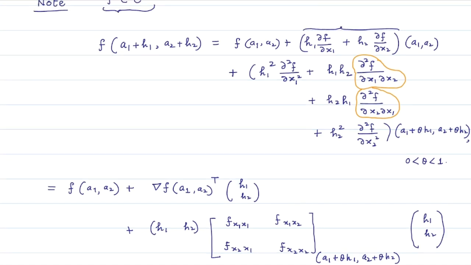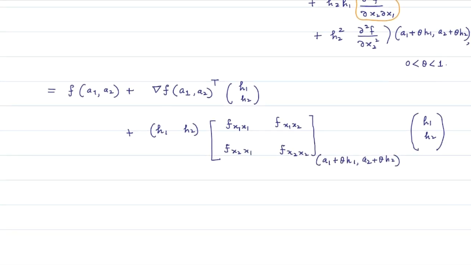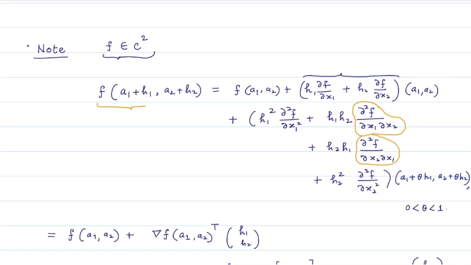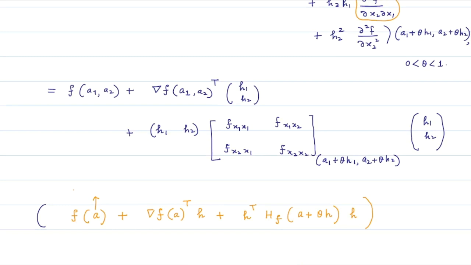In general, for a function of several variables, this expression can be written as f of the point a, which has coordinates a1, a2, a3 till an, plus the gradient of the function at the point a transpose the vector h having n many components h1, h2, h3 till hn, plus h transpose the Hessian matrix of the function f evaluated at the point a plus theta times h, times the vector h. And this expression is identical with the function's value at the point a plus h. That is, this entire expression is equal to f of a plus h.